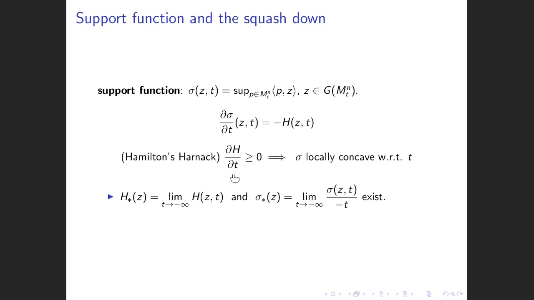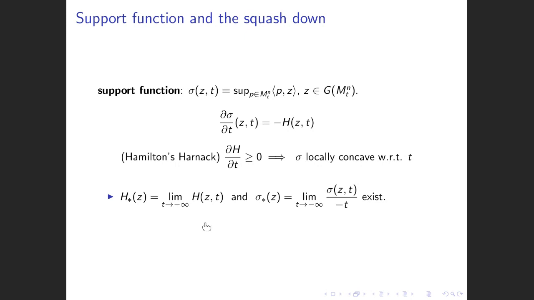Using Hamilton's Harnack inequality, we know that for a convex ancient solution, the mean curvature is monotone. So I have that ∂H/∂t is bigger or equal than 0. And when I use this here, I get that sigma is locally concave with respect to time. This now implies that both of these limits exist.